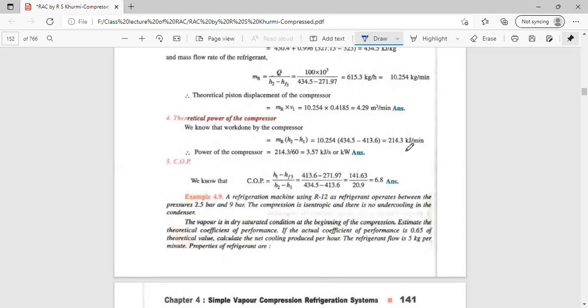So the power of the compressor is to be divided by 60 to convert it per second. After division by 60, 3.57 divided by 60 is equal to 3.56 kilojoule per second, or kilowatt. So thus, the final question is the COP. How will you calculate?